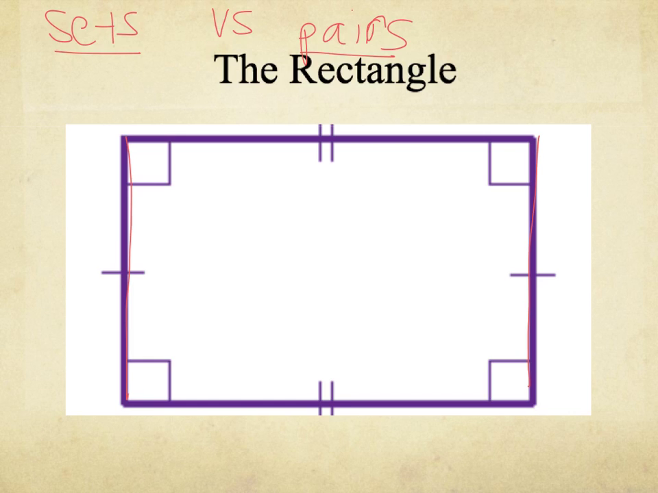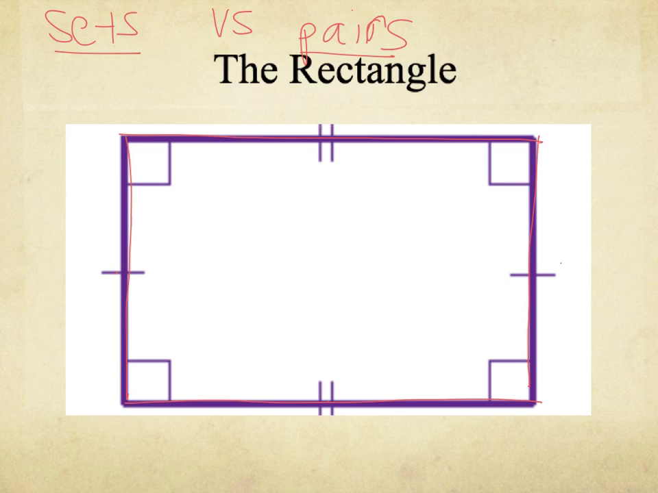If I'm saying two sets of pairs, this could be a side, this could be a side, these two would make a pair, these two would make a pair. Altogether, I have two sets of pairs. Okay? Just to get that vocabulary out of the way so you know what I'm talking about when I say sets and pairs. Okay, so in a rectangle, first of all, the vertices of the shape create right angles. So in all four corners of the rectangle, they create a right angle.